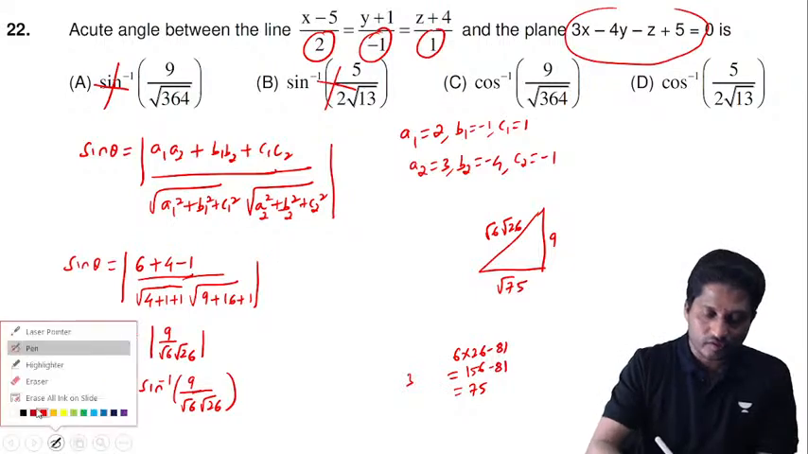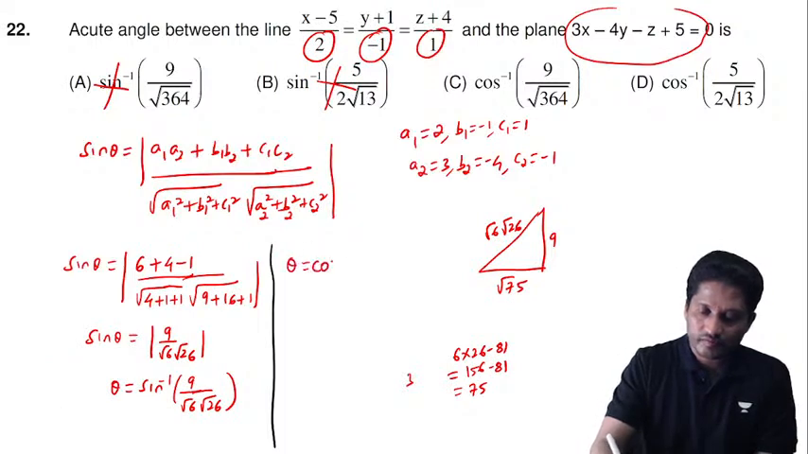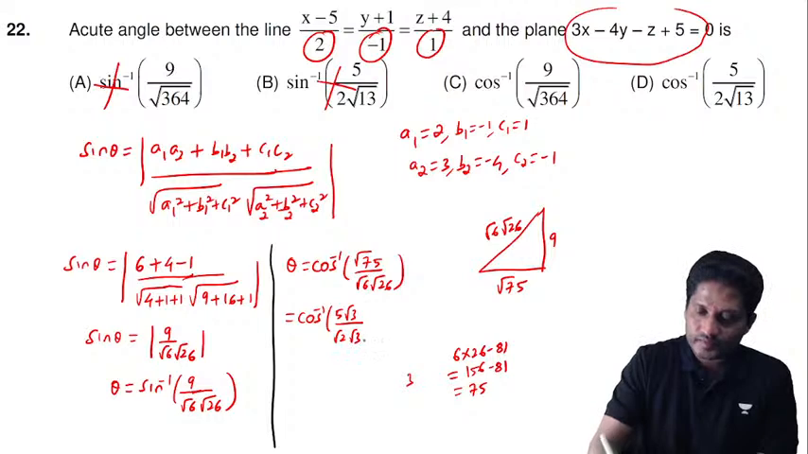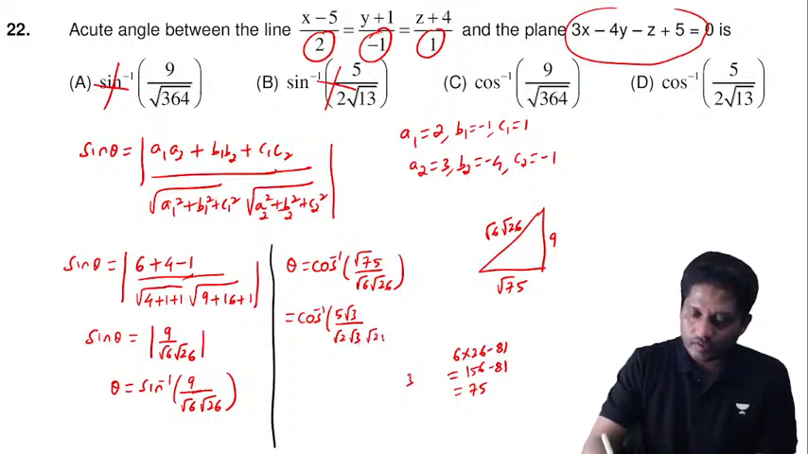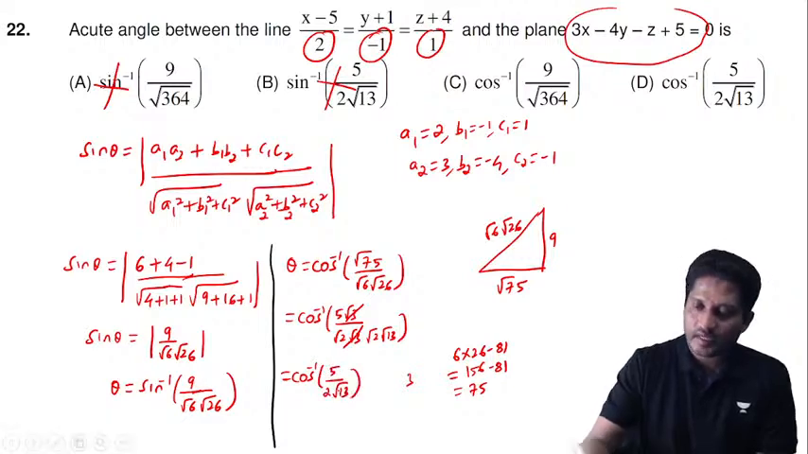Now if I convert this to cos, theta is equal to cos inverse of adjacent by hypotenuse, right? Root of 75 divided by root 6 into root of 26. Now cos inverse of 5 root 3 divided by root 2 into root 3 and then you get root 2 into root 13. Root 3 will cancel with root 3. Cos inverse of 5 divided by 2 root of 13. Answer is option D.